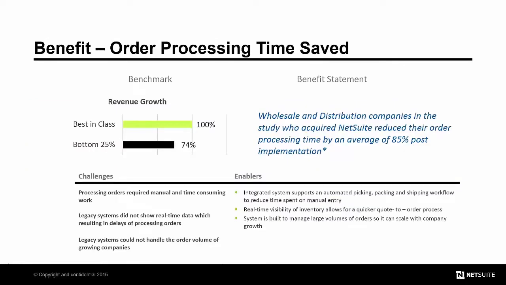Studies show that the average NetSuite wholesale distribution customer reduces their order processing time by 85%. A few pieces of sample data of real NetSuite customers reducing their order processing time upon implementation include Advantage Sign Supply by 66%, CB Engineering by 85%, Dale Audio Pro by 87%, and Mounts Incorporated by 90%.